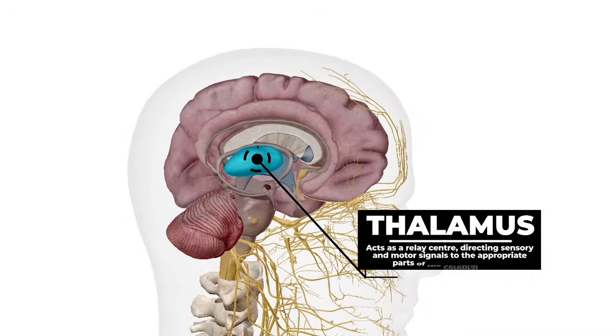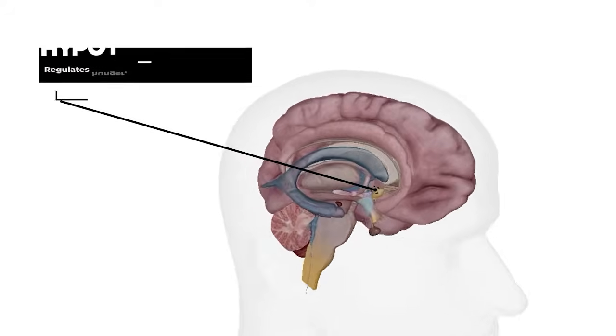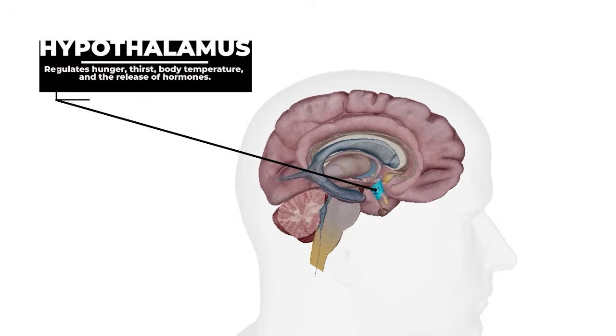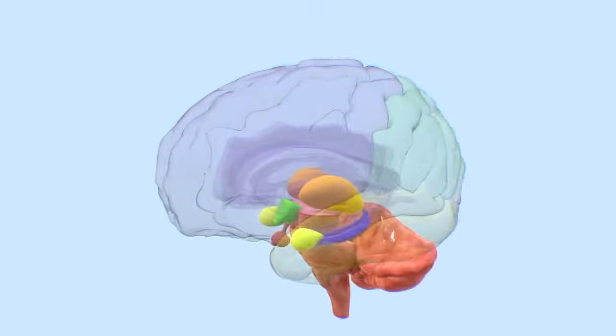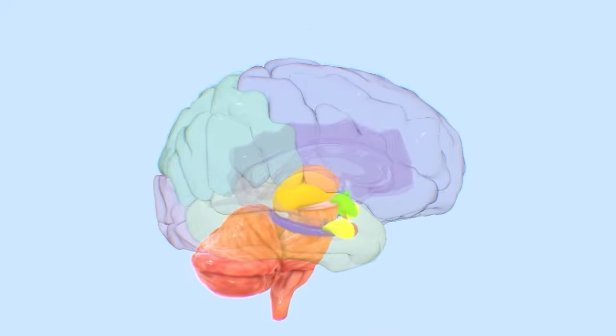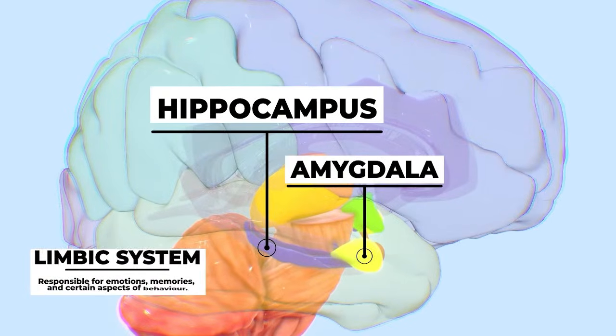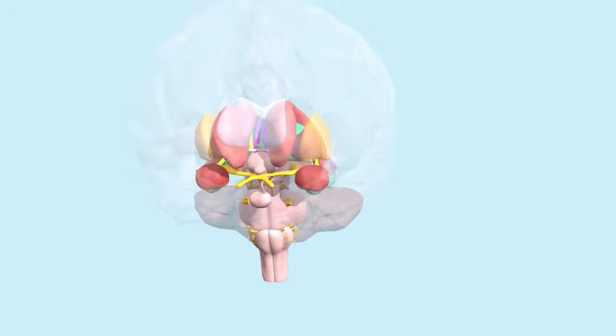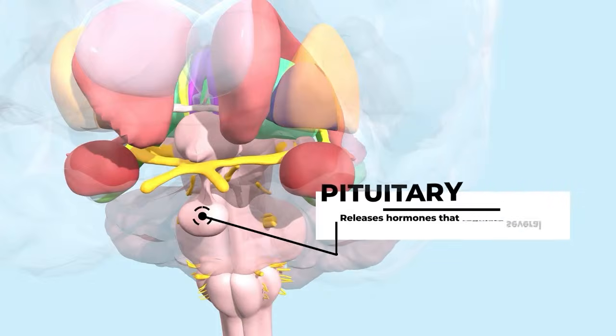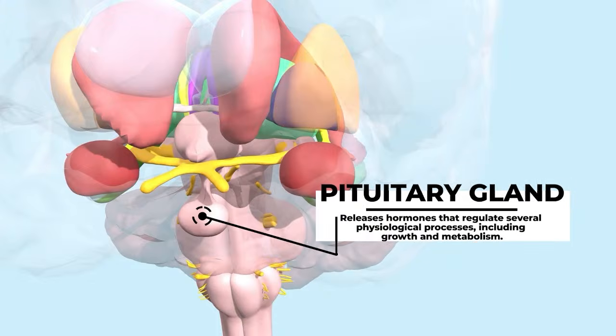Thalamus: acts as a relay center, directing sensory and motor signals to the appropriate parts of the cerebral cortex. Hypothalamus: regulates hunger, thirst, body temperature, and the release of hormones. Limbic system: contains structures like the amygdala and hippocampus and is responsible for emotions, memories, and certain aspects of behavior. Pituitary gland: releases hormones that regulate several physiological processes, including growth and metabolism.